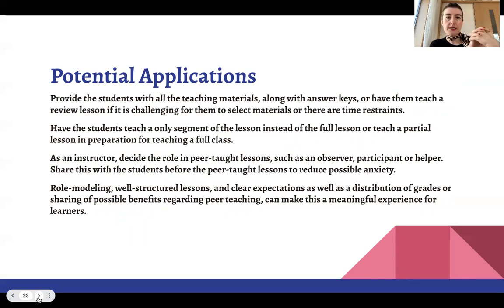And as an instructor, I think it's important that you should tell the students what your role is going to be. Are you just going to be an observer? Will you participate? Or will you be a helper, or maybe a combination of those roles? And by sharing this, I think you could reduce the possible anxiety that might exist for students who are peer teaching. And final advice, I think if you're role modeling, you have very well structured lessons and clear expectations for what they need to do, as well as a distribution of grades, where you could possibly share the benefits of peer teaching that would make it meaningful for them.